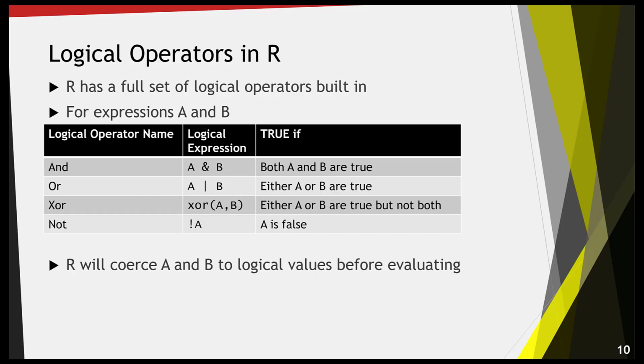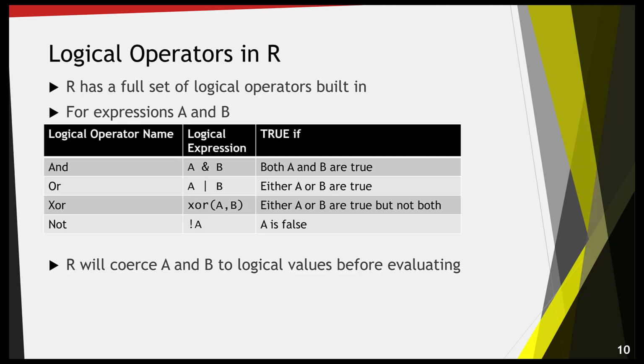So what logical operators are built into R? Again, let's think about expressions A and B. These can be almost anything, but it's super convenient to think of them as numbers. The first logical operator is the AND operator. So you put AND in between A and B, and the result will return true if both A and B are true. The OR operator, so A followed by the vertical line, and then B, returns true if either A or B are true. So it's only false if both A and B are false.